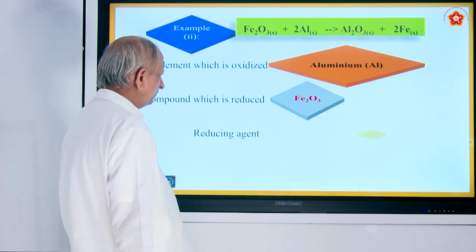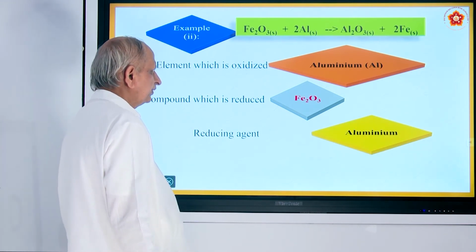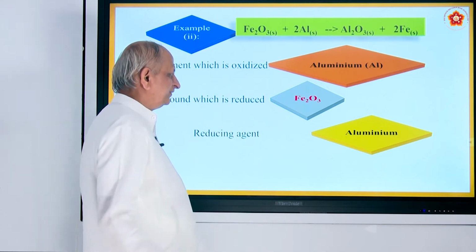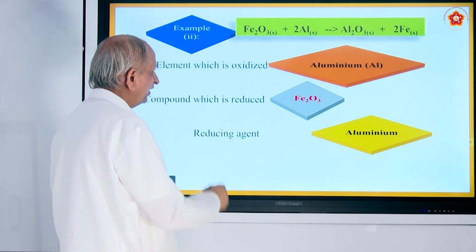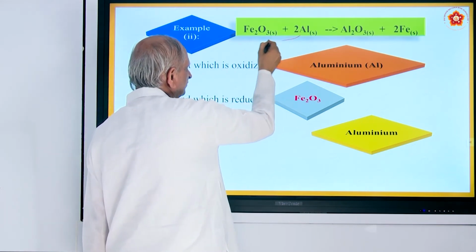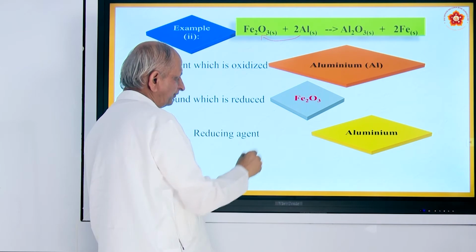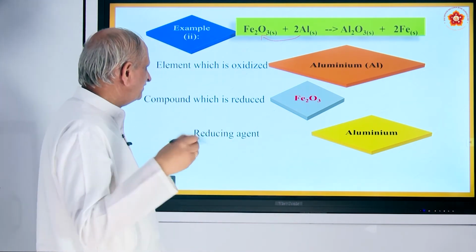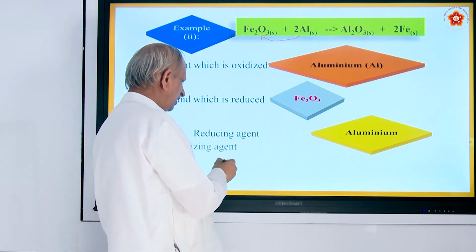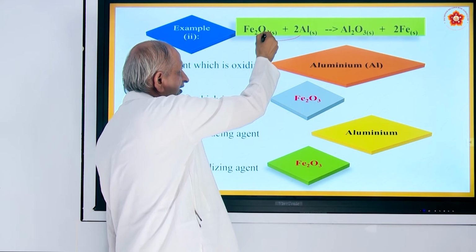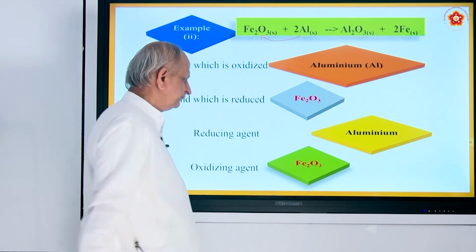And one more thing you must note, whichever substance reduces the other substance is called reducing agent. Here aluminium reduces ferric oxide, therefore aluminium is called reducing agent. The substance which oxidizes the other is called oxidizing agent. So ferric oxide oxidizes this.